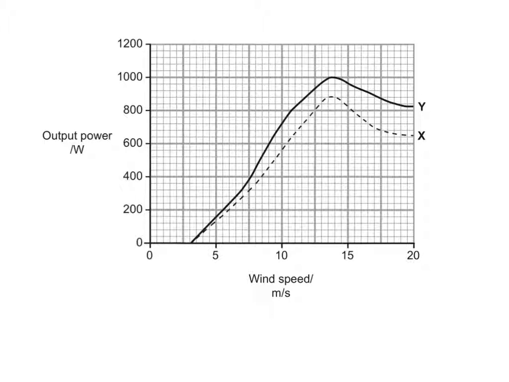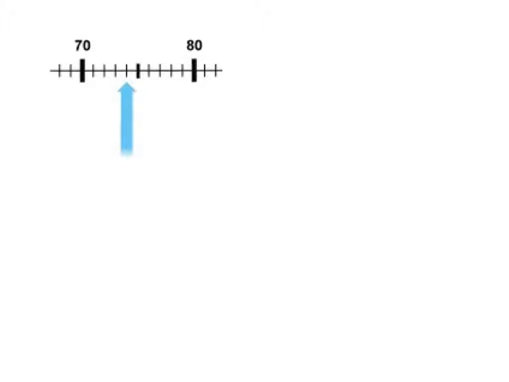scale works. This looks like a nice simple scale that goes up in ones, 71, 72, 73 and so on. But how can we be sure? We need to look at the difference between the two amounts given here. So the difference is 80 take away 70, which is 10.